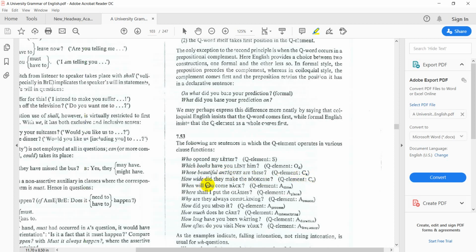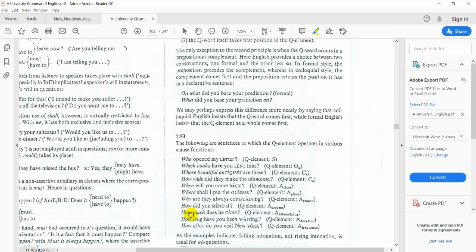How wide did they make the bookcase? This is about the object complement. When, this is for time. When will you come back? Q element, adverb of time. Where shall I put the glasses? Q element, adverb of place. Why? See, adverb of reason. Why are they always complaining? So Q element, adverb of reason.